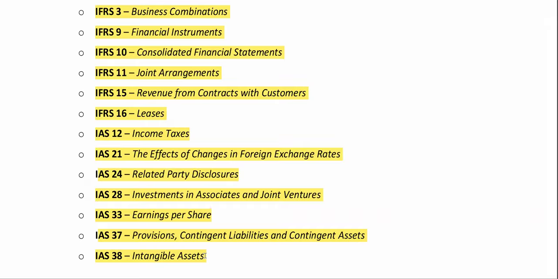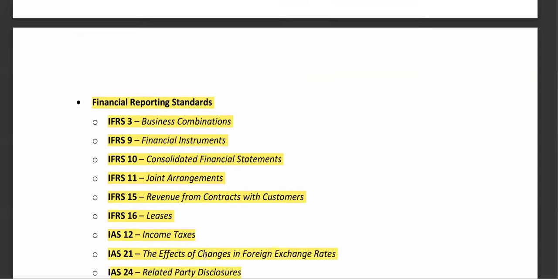You could also be tested on externally purchased intangible assets, in which case you will apply the 2 criteria that we apply for property, plant, equipment, IAS 16. So please be familiar with the different aspects of accounting for intangible assets within IAS 38. So that's about the syllabus overview.